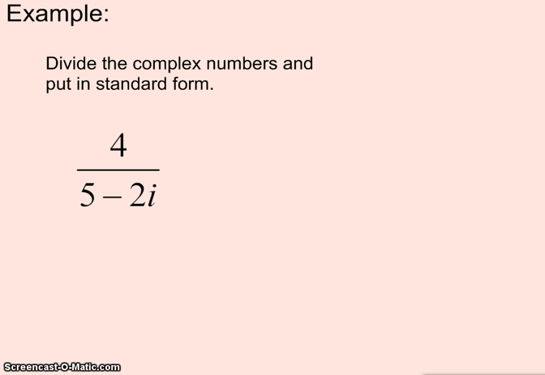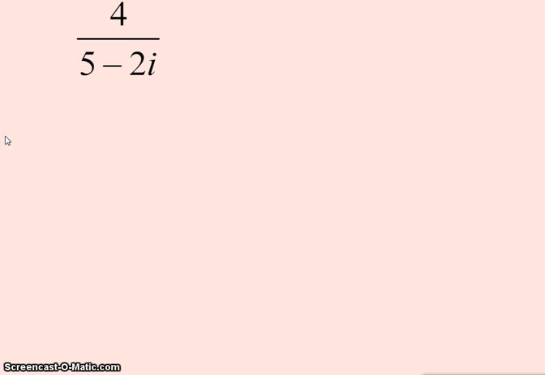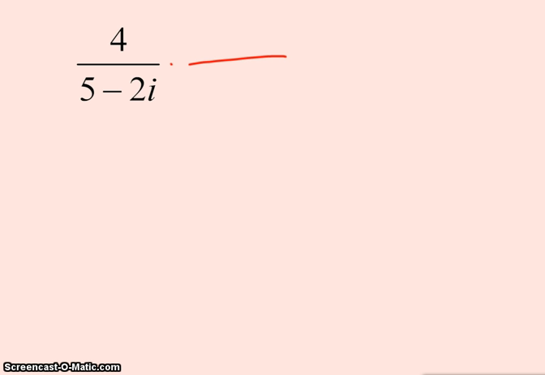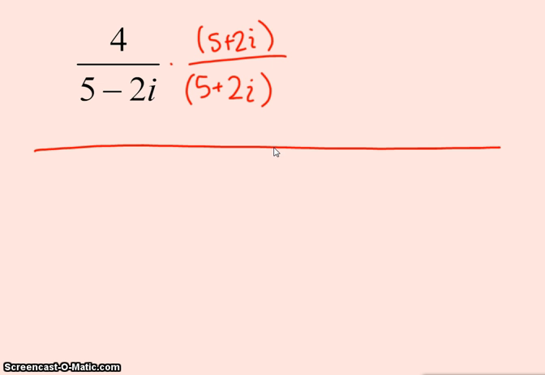Alright, so this problem looks a little different because the top does not have a complex number. However, it's done exactly the same way as our previous problems. You would still multiply the top and the bottom by the conjugate of the bottom. So you end up having two separate multiplication problems. So we have the top of the fraction and the bottom of the fraction.